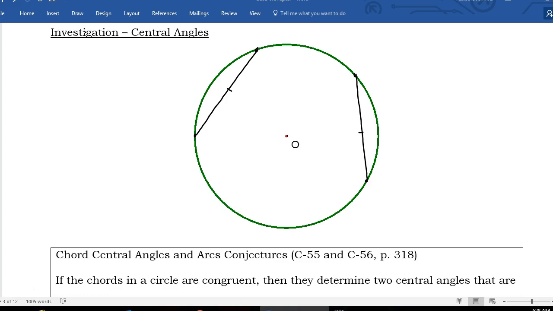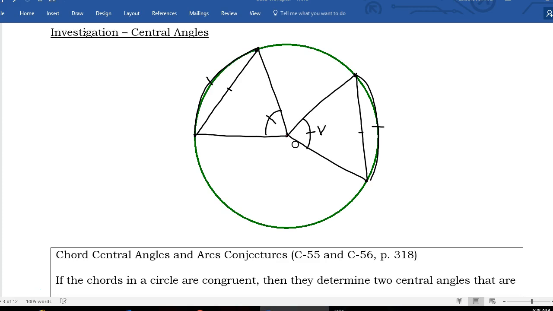Then the first statement says if the chords in a circle are congruent, then they determine two central angles. So I'm going to draw some central angles on those chords. And if we were to measure these, if they actually drew them correctly, this central angle here would be congruent to this central angle here. Now, whatever those central angles are, the arcs out here would also be congruent, and they would be the exact same measure.